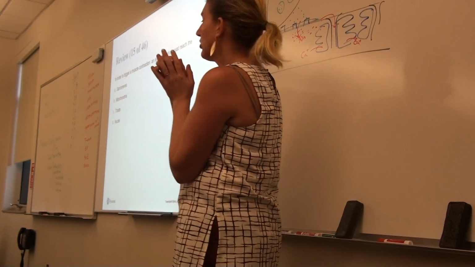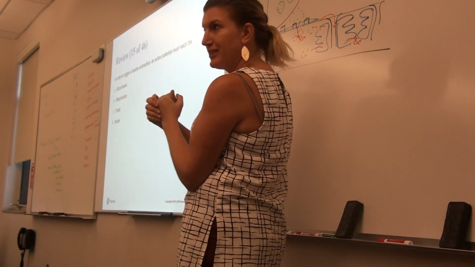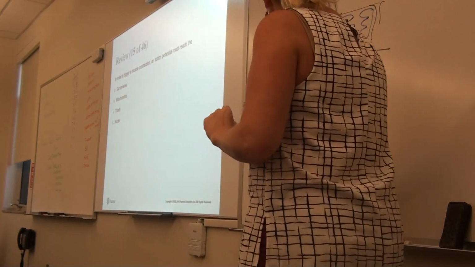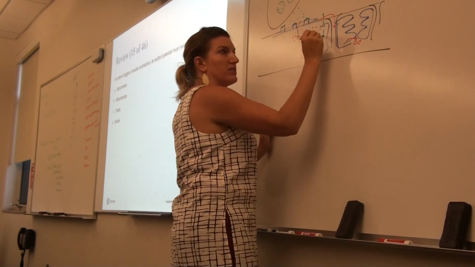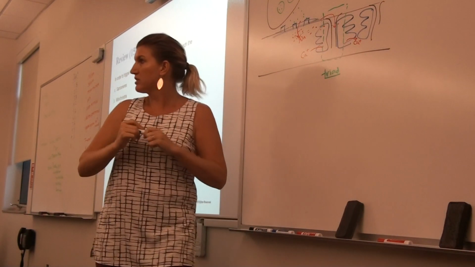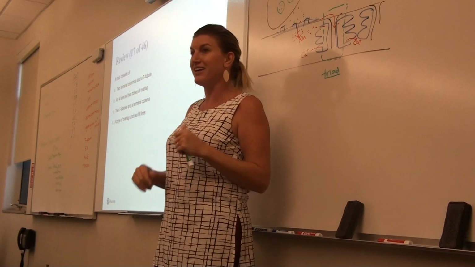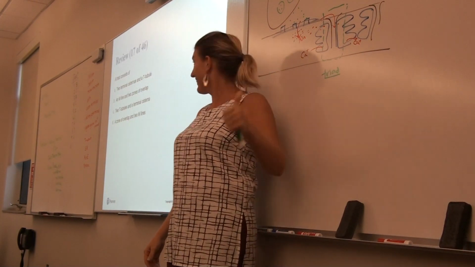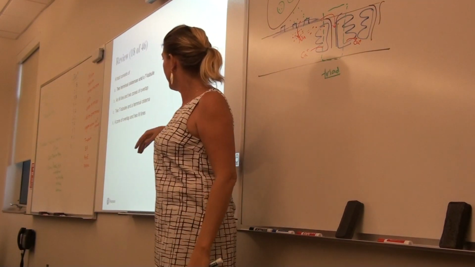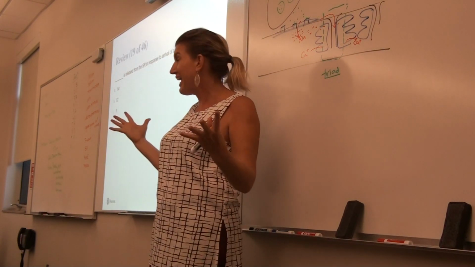In order to trigger a muscle contraction, an action potential must reach triads. Remember what a triad is. The triad is this magical area of the T-tubule and the terminal cisterna. It's where the T-tubule and terminal cisterna meet up. It's called a triad. A triad consists of two terminal cisterna and a T-tubule. Blank is released from the SR in response to an action potential. Calcium.